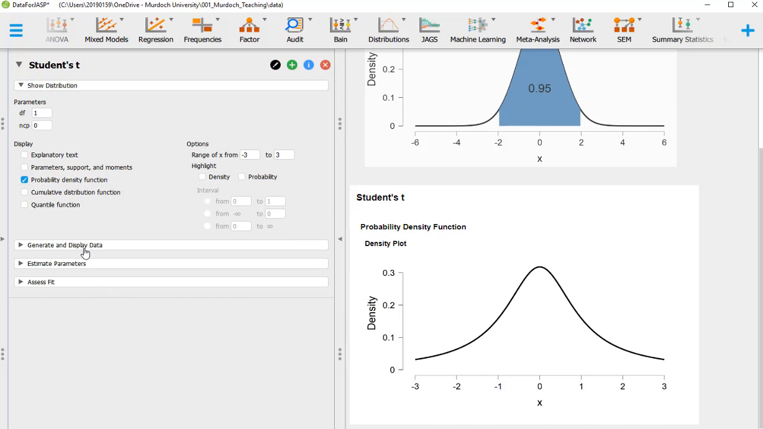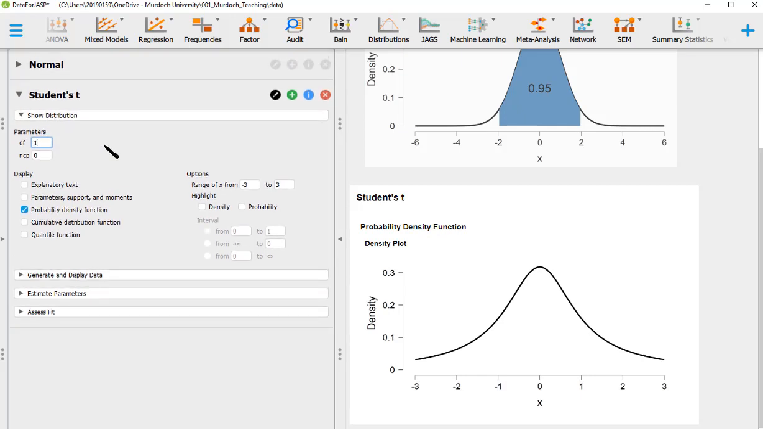For defining the Student's t distribution, we need a parameter called degrees of freedom. df is degrees of freedom, and NCP is the non-centrality parameter. We are going to leave it at 0, but you can change that as well. We are going to concentrate on this value. So let's say we're going to put degrees of freedom at 10.